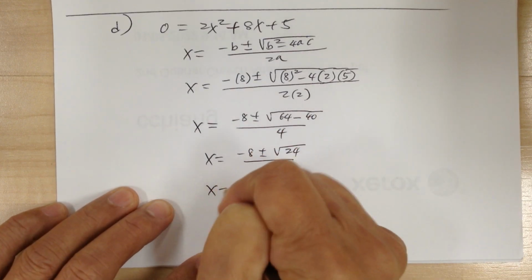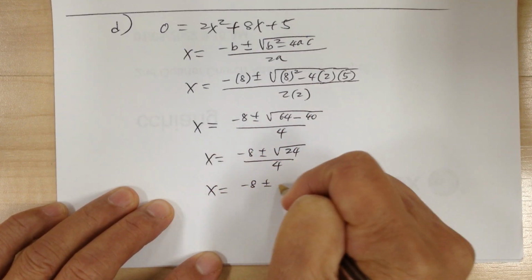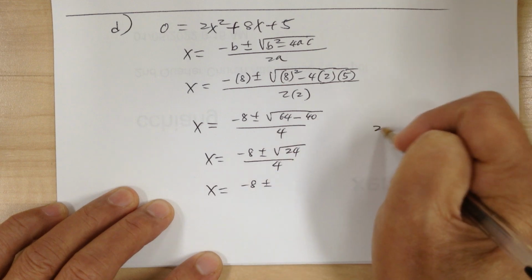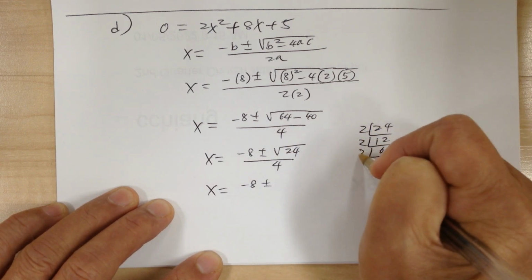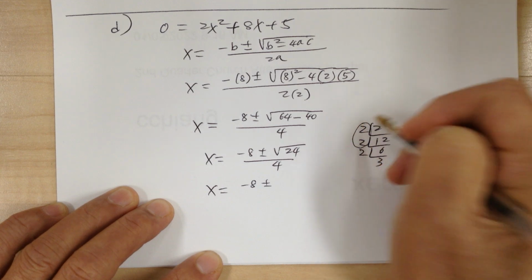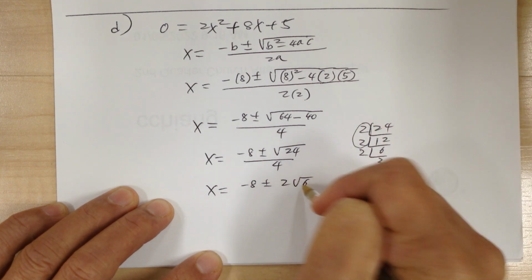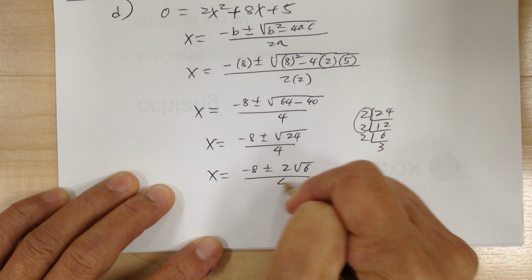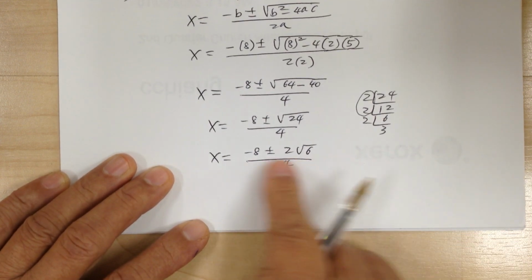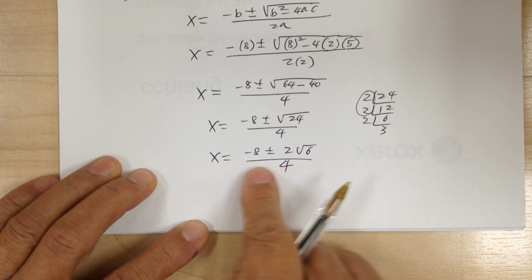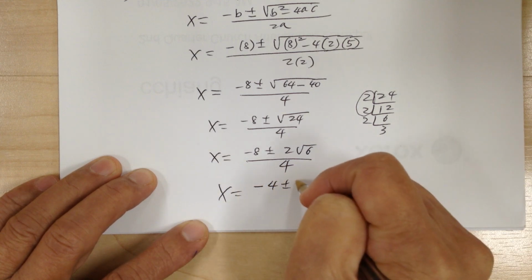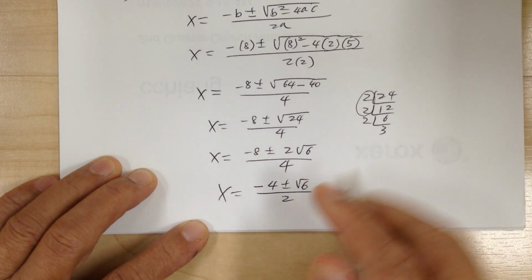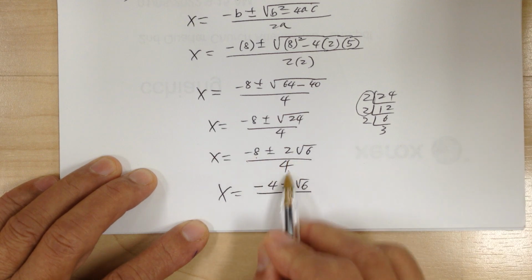So keep simplifying. Negative 8 plus or minus square root of 24. If you go off to the side, you're just going to break it down, and this way it comes out to 2 square root of 6 over 4. And these are reducible, dividing by 2. So you got x equal to negative 4 plus or minus square root of 6 over 2. Right? Divide this by 2, divide by 2, divide by 2.